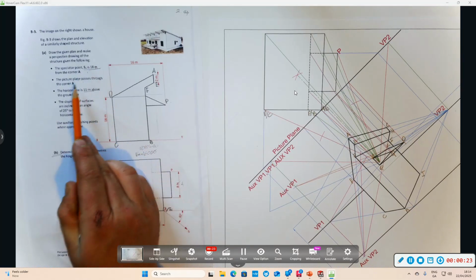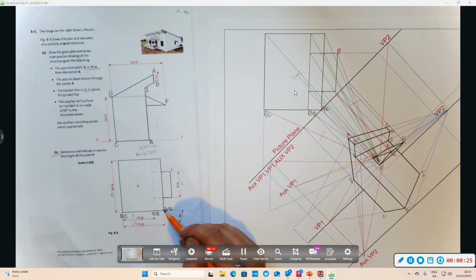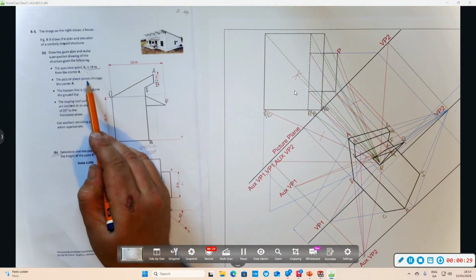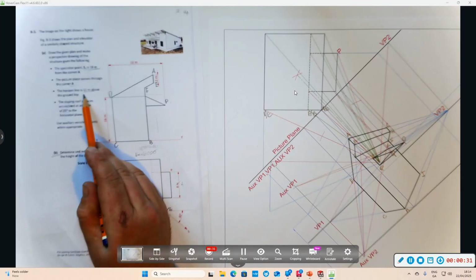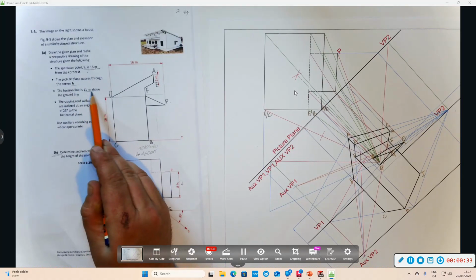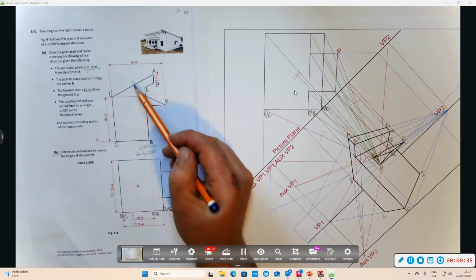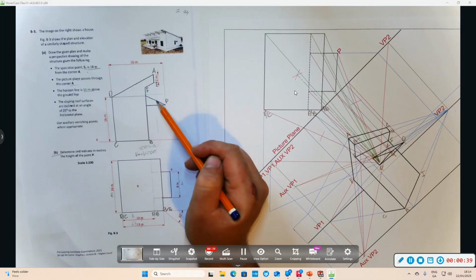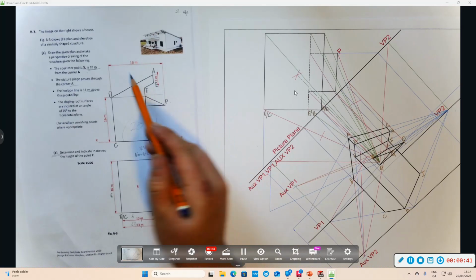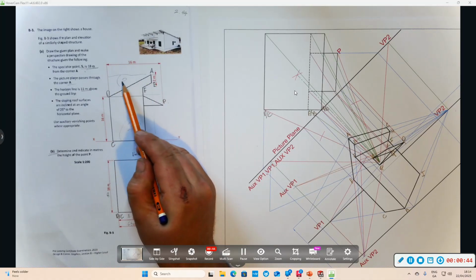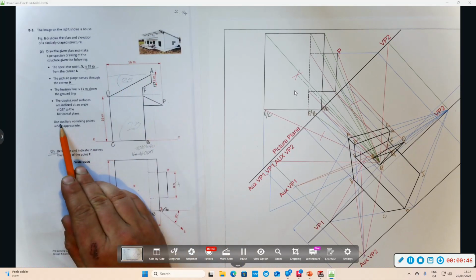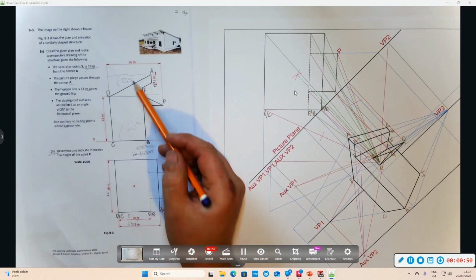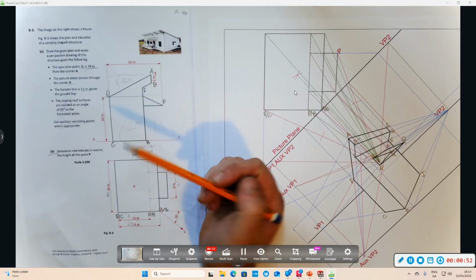S is 18 meters from corner A. There's corner A there. And the picture plane passes through corner A. The horizon line is 11 meters above the ground line, and the sloping roof surfaces are both at 25 degrees. So 25, okay. Use auxiliary vanishing points where appropriate. So use your auxiliary vanishing points for the sloping surfaces.